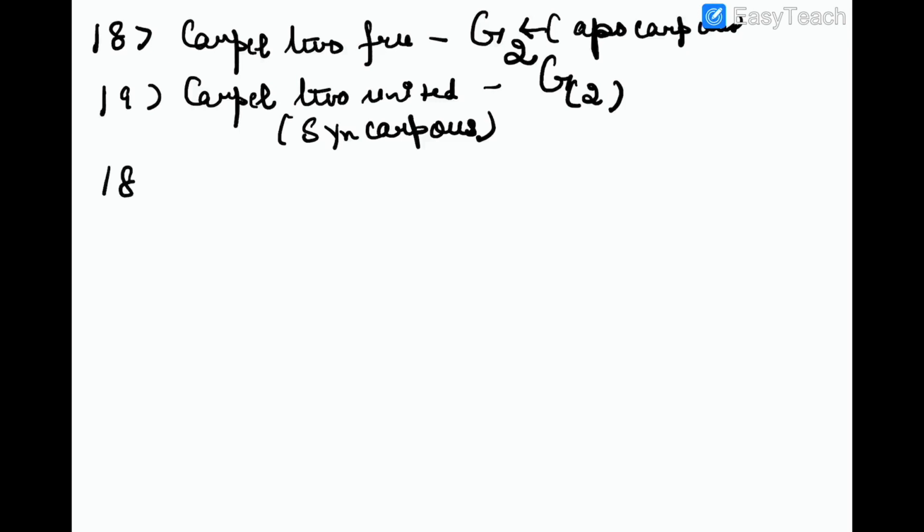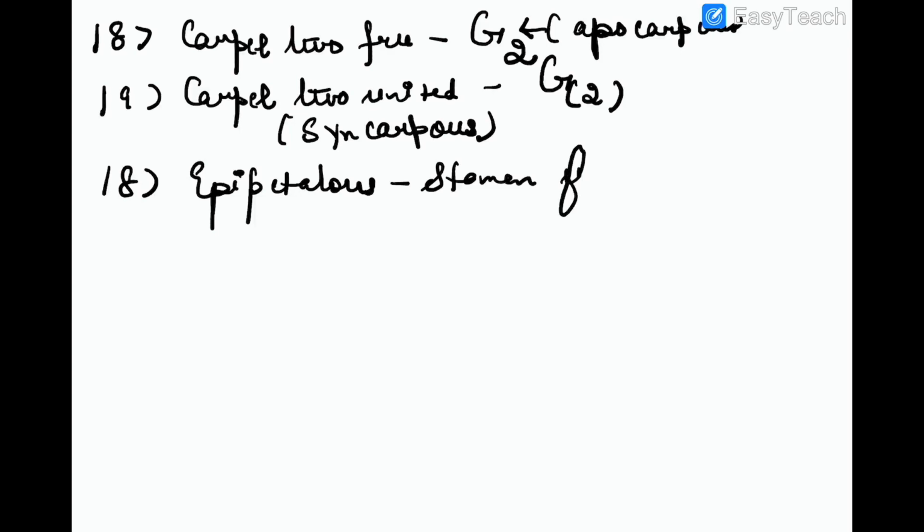Similarly, for epipetalous, epipetalous means stamens are fused with petals. If stamens are fused with petals, C is for corolla, which is the group of petals, and A is for stamen, which is androecium. And we will put a U-shaped line over them. This is the symbol of epipetalous, meaning stamens are fused with petals. So these were some of the symbols.